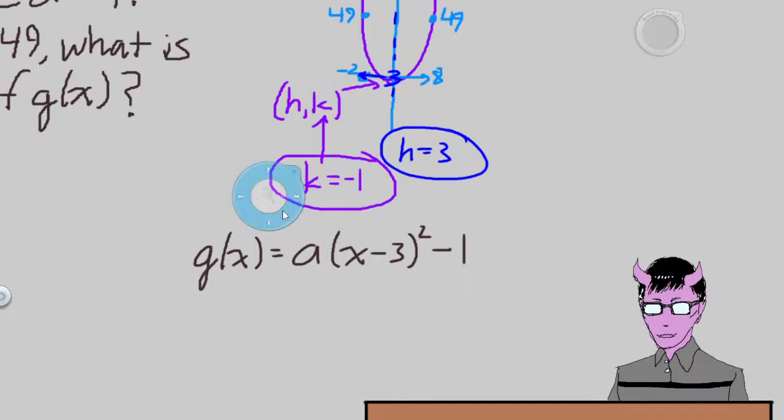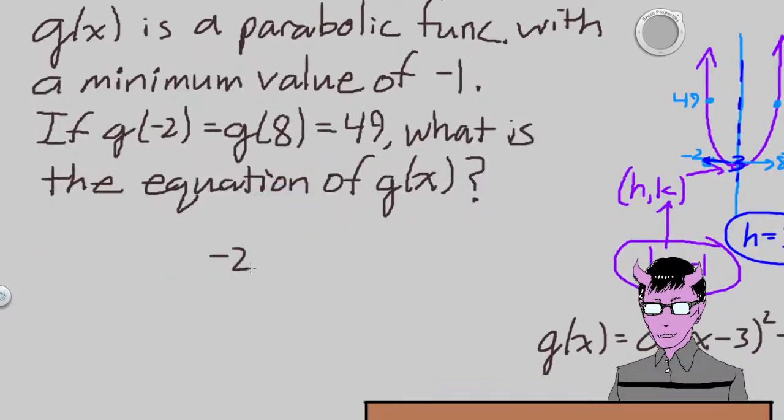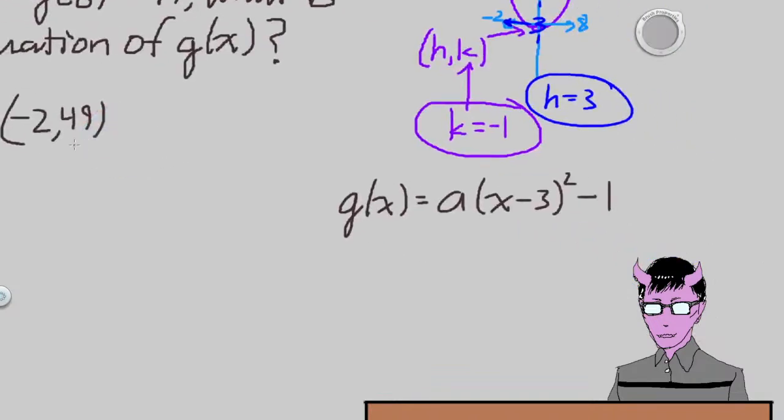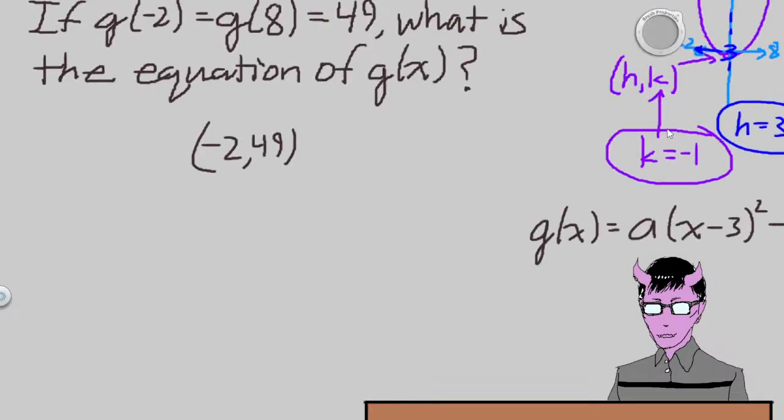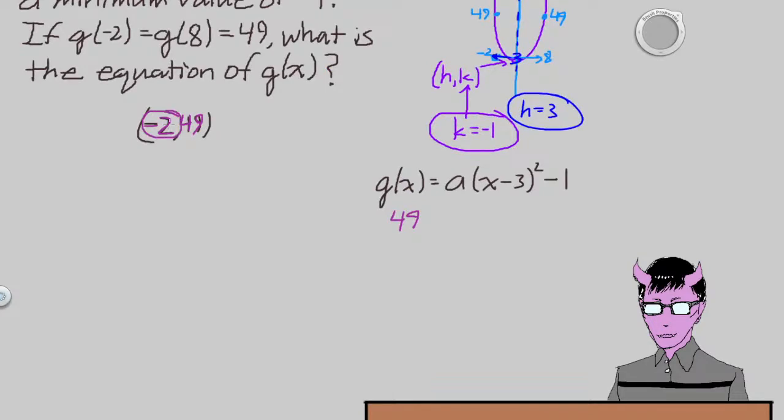We need to figure out the a value, but that's why we're given 2 points. This is point number 1, and this is point number 2. Let's pick the easier, smaller number, so it's -2, comma 49. We will take that instance and put it into the function. So if the x value is -2, the y value is +49.